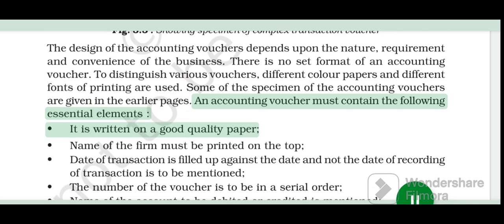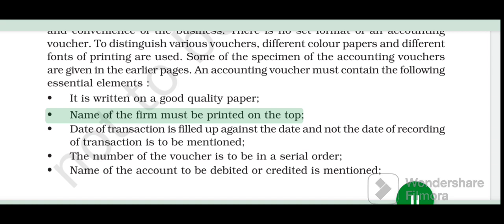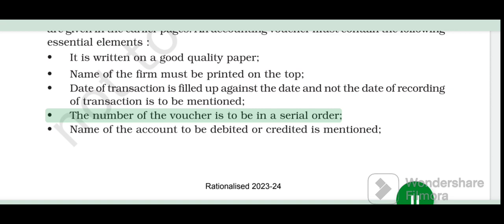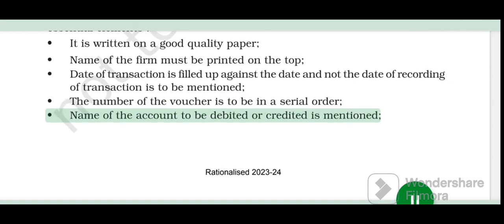An accounting voucher must contain the following essential elements. It is written on a good quality paper. Name of the firm must be printed on the top. Date of transaction is filled up against the date, and not the date of recording of transaction, as to be mentioned. The number of the voucher is to be in a serial order. Name of the account to be debited or credited is mentioned.